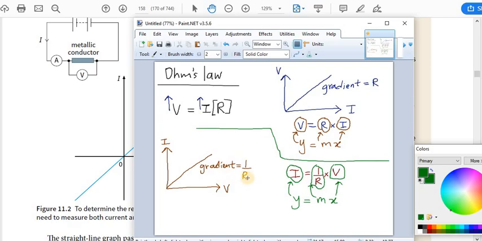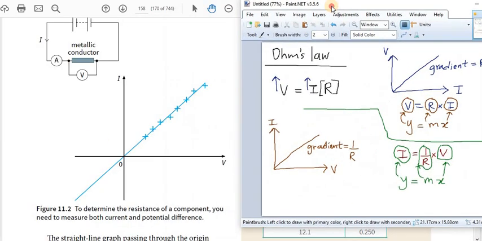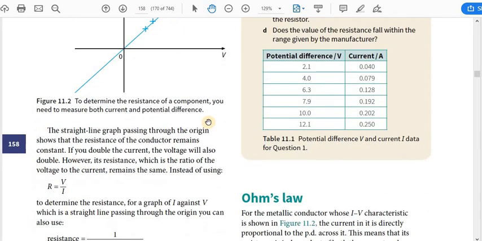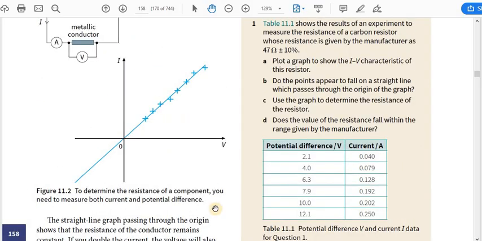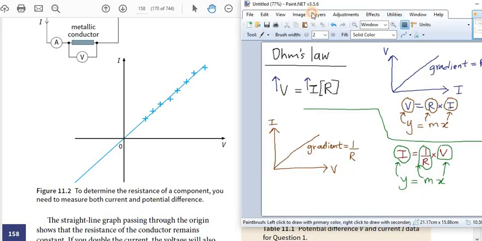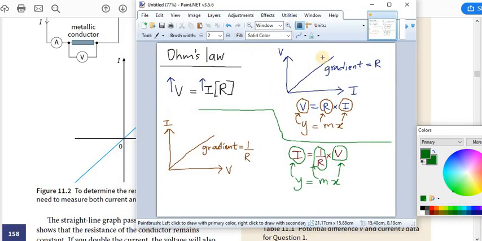So with time, the temperature increases. When the temperature increases, the resistance increases, and therefore the gradient decreases. So this graph will curve this way. The gradient of this graph will decrease when the resistance increases. But if it was a V versus I graph, it will curve in the other direction, because the gradient is the resistance, so it will curve in the upward direction.